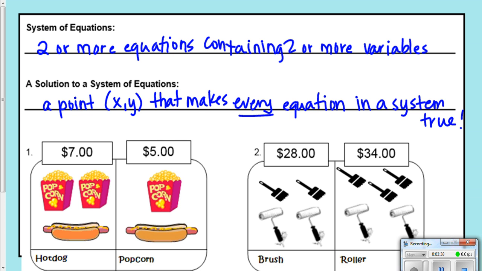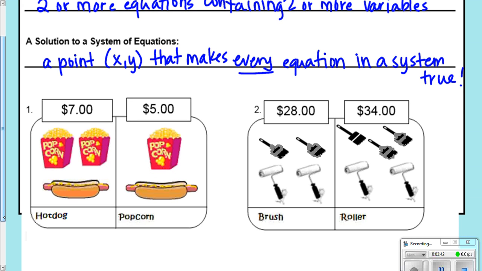So let's look again at this whole popcorn and paintbrush thing and look at this example that I've given you here. I told you initially that the 2 popcorns and 1 hot dog was $7. Here's popcorn, here's a hot dog. All together, that's $7. Well, again, we have no idea how much 1 popcorn and 1 hot dog costs with just that information.